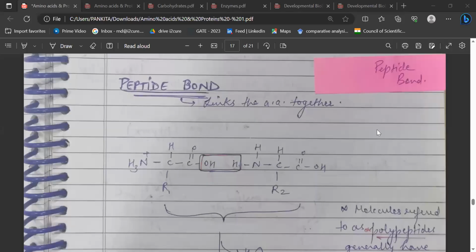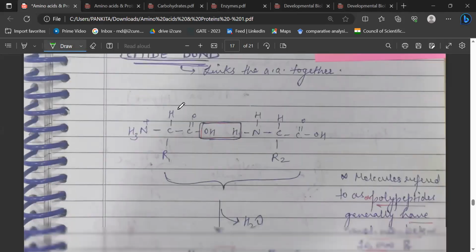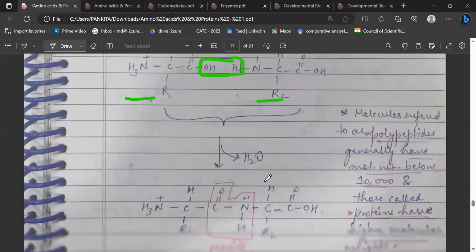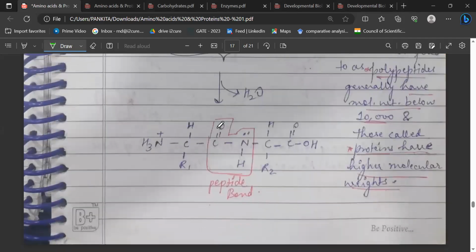So the next topic is peptide bonds. A peptide bond is a bond using which the amino acids are linked together. This is how it is formed: this is one amino acid and this is the other amino acid. They combine. The carboxyl group of one amino acid combines with the amino group of the other amino acid, and one water molecule is released, forming a peptide bond, which is C double bond O NH.